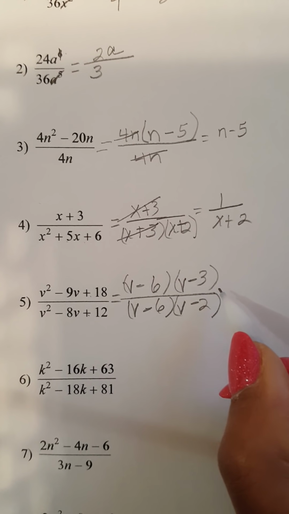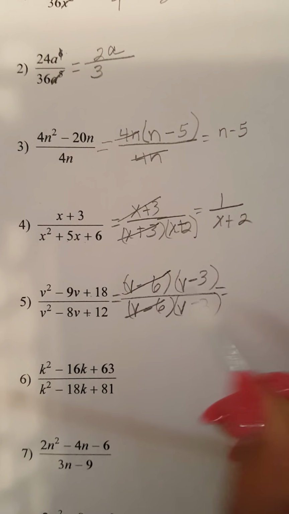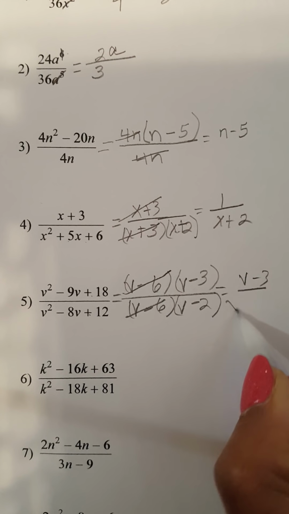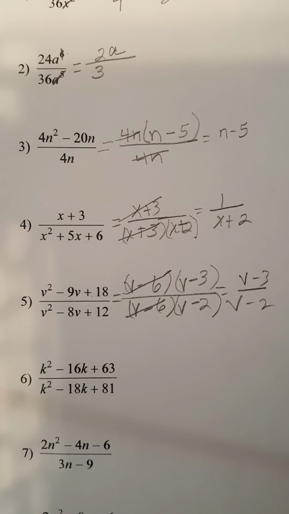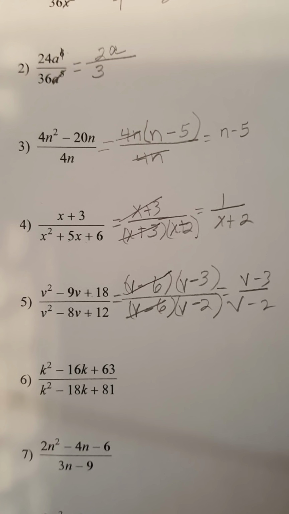Now we cancel out common factors. We got a v minus 6 and a v minus 6, and then we're left with v minus 3 over v minus 2. And please do not try to cancel those v's. That will be incorrect. V is joined with the 2. V minus 2, it stays together.